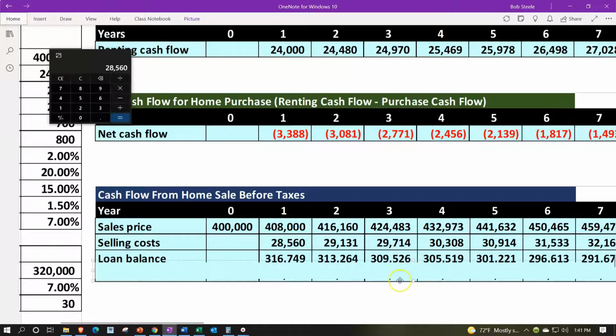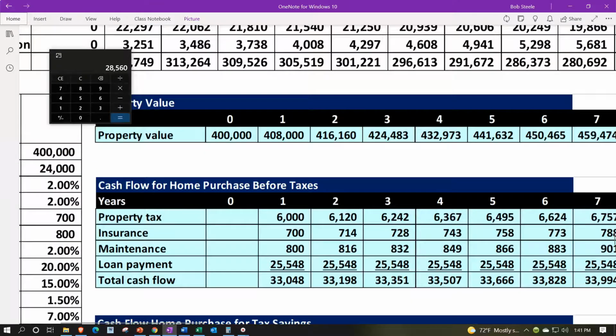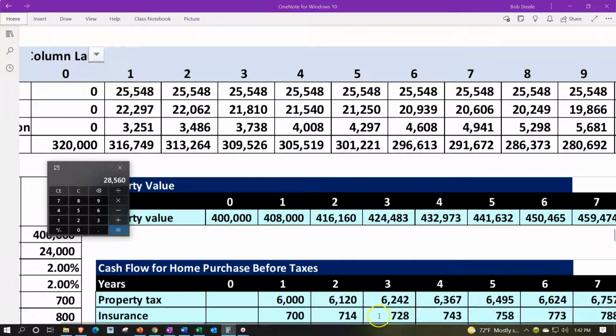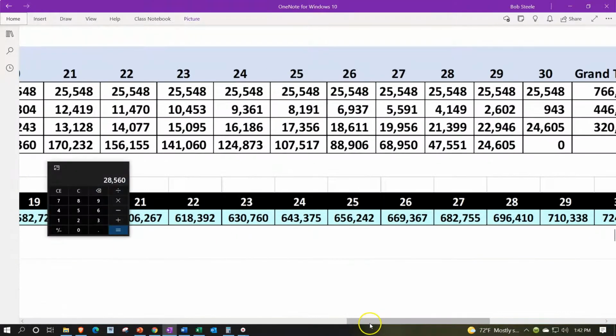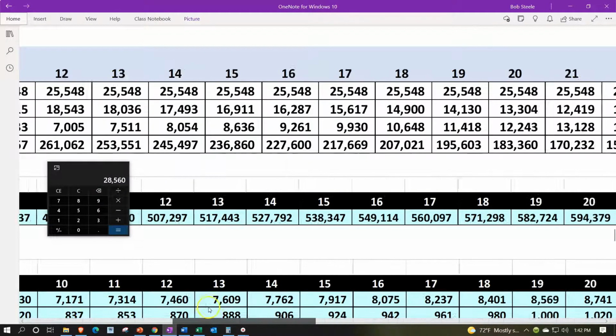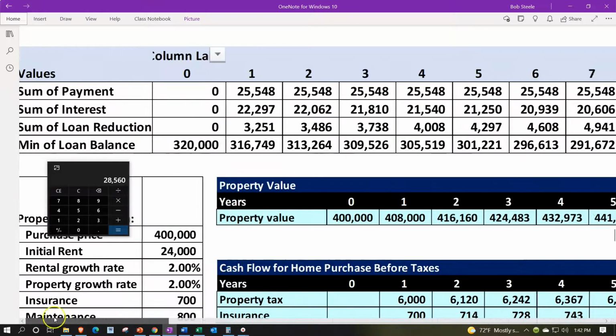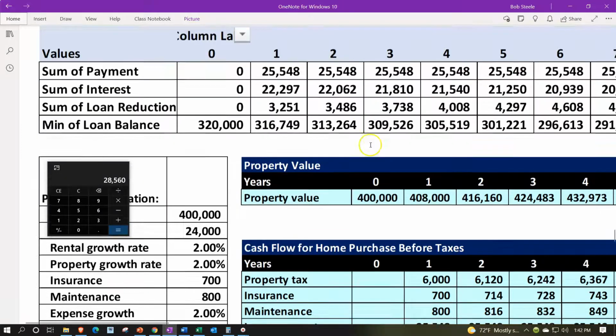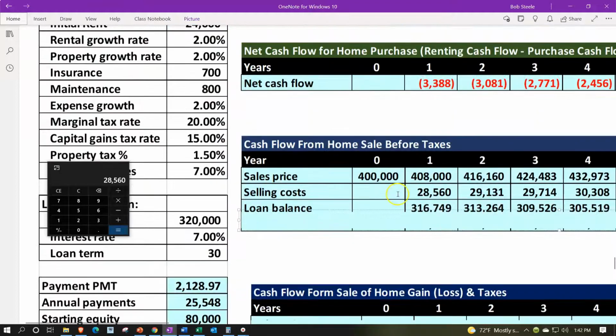Now, where do we get the loan balance? We get that up top from the table we calculated for our yearly table that we calculated here with the pivot table. So the loan balance, if I bring this to the left a little bit, all the way over, we've got the minimum loan, it was $316,749. The $313,264, these are what we're going to have to pay when we sell the home. We're going to have to get the proceeds and then pay off these loan balances for our cash flow. So that's the $316,749, the $313,264, and so on.